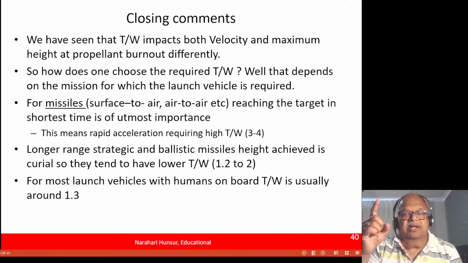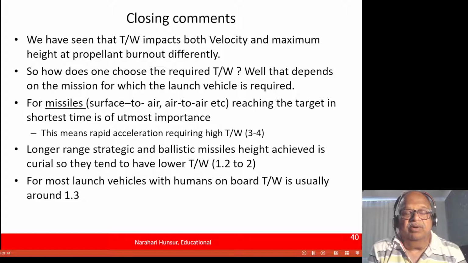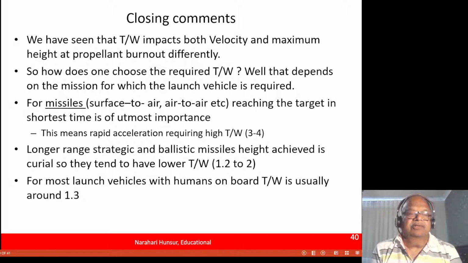So you want to throw it to a higher altitude, then let it go into that. So in this case, altitude is important. So in such missiles, thrust to weight ratios are usually between 1.2 to 2. For most launch vehicles with humans on board, T by W is usually around 1.3, and that's the norm.